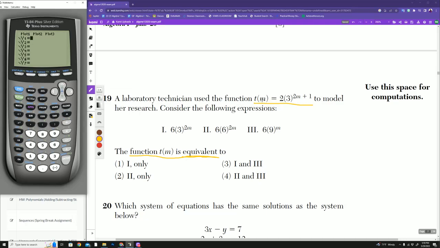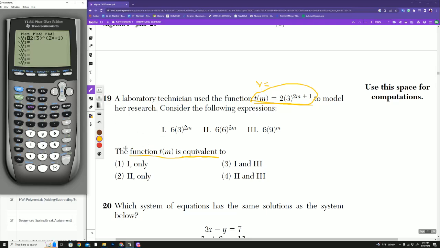So what we're going to do is we're going to first type our one from our question. Since we have y equals, we don't have to put t of m. So we're going to put 2 times 3, and then in the exponent, because I don't have the little exponent that goes up, I'm going to put a parentheses 2x plus 1. Whoops, didn't go through. Plus 1. I'm going to close my parentheses. Now let's check the multiple choice options.